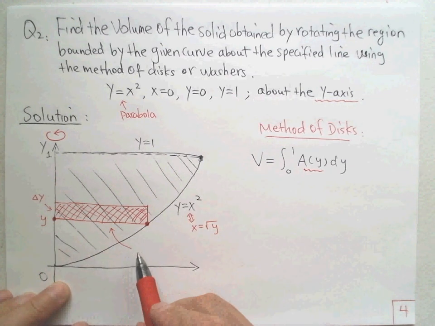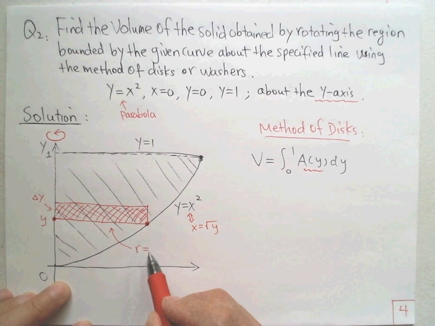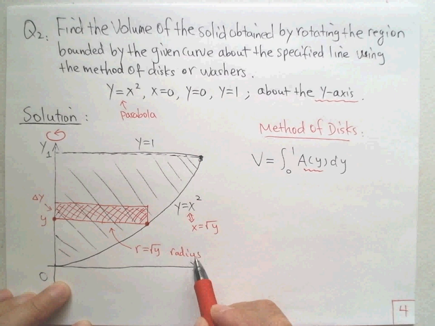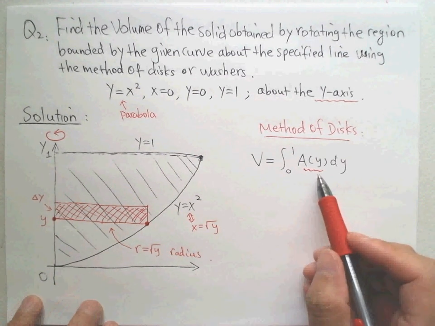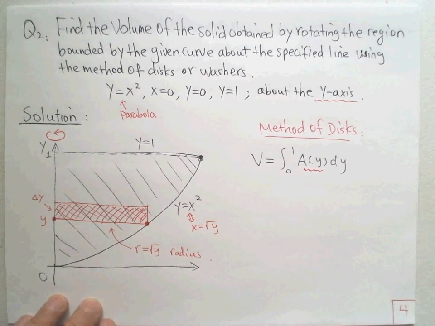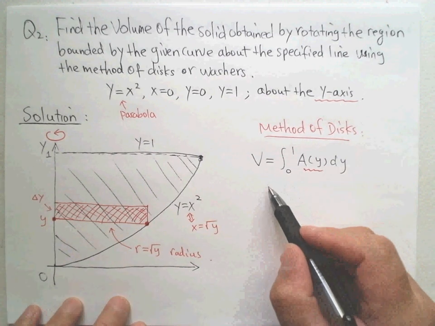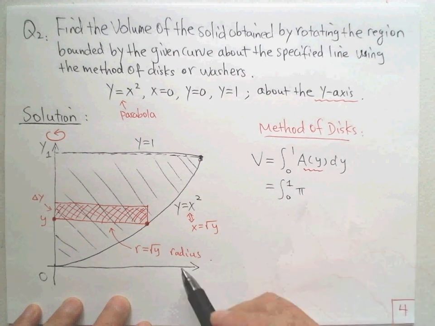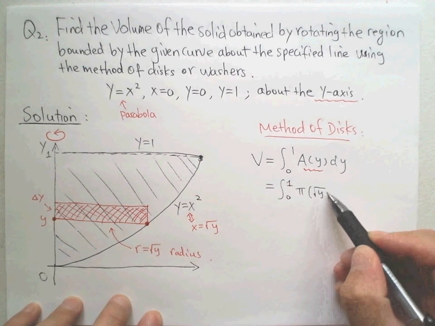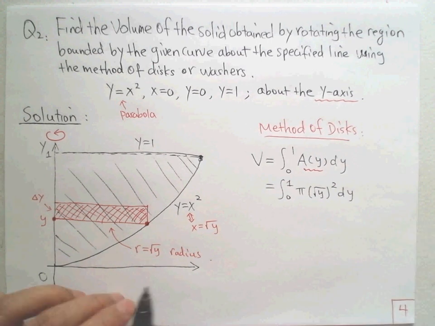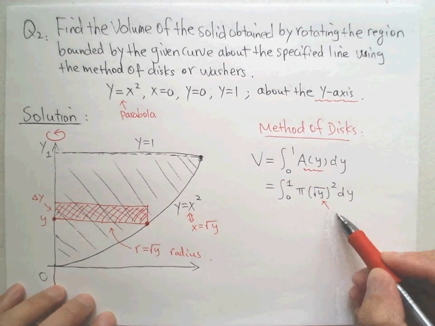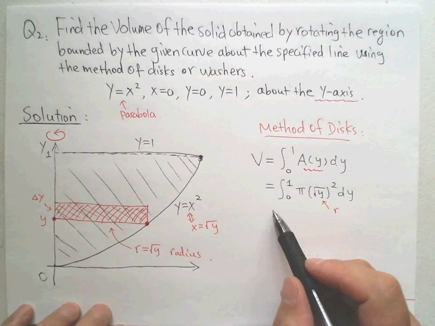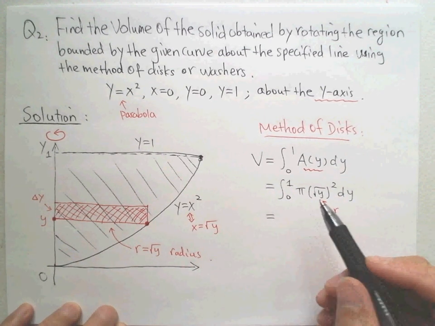That means what? If y fixed, how long is this? From this equation, we can find it is square root of y. And this is r equals square root of y. And this is the radius. So you put the radius there, we find the area of the disk. And then we have everything. Now it's just do calculation. Area is pi times the radius, square root of y squared, dy, right? And this is radius r.